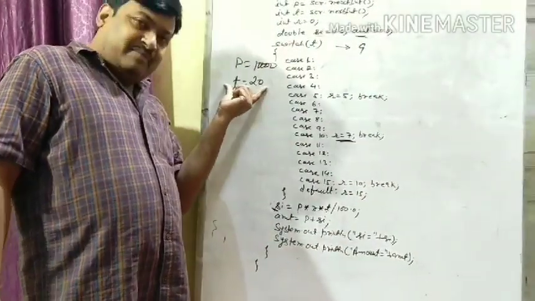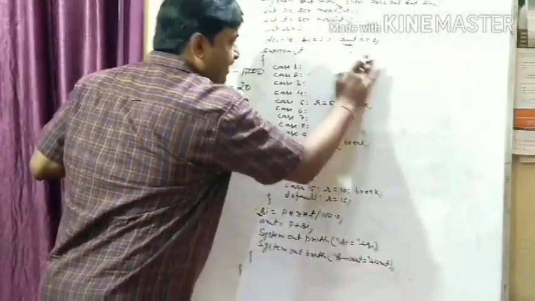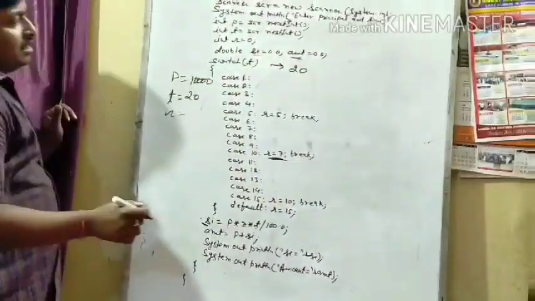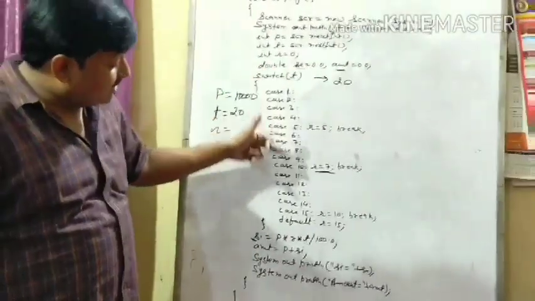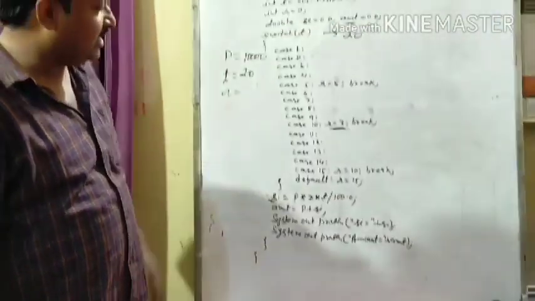So student, time T is equal to 20. Therefore the value of the switch expression will be 20. The switch will search for case number 20, and case number 20 is not present here.